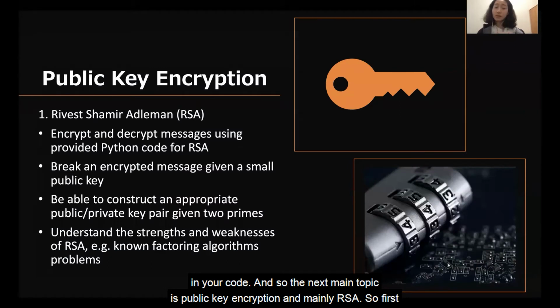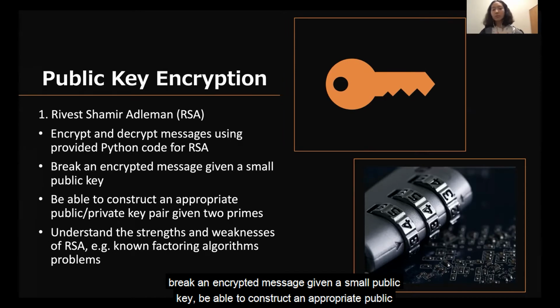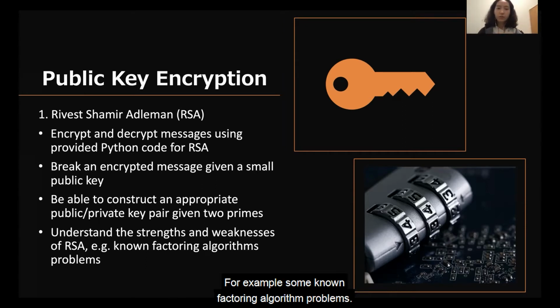The next main topic is public key encryption, and mainly RSA. First we'll ask you to encrypt and decrypt messages using the provided Python code for RSA, break an encrypted message given a small public key, be able to construct an appropriate public-private key pair given 2 primes, and lastly, to understand the strengths and weaknesses of RSA, for example, some known factoring algorithm problems.